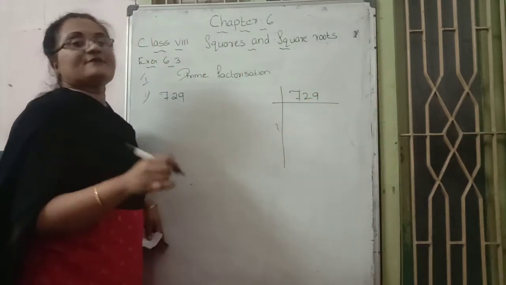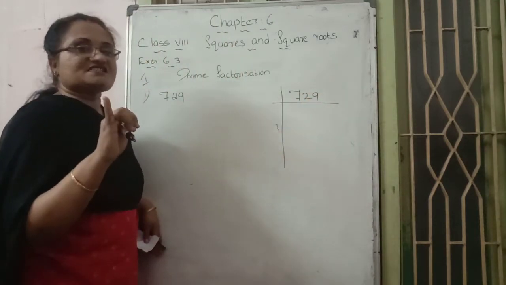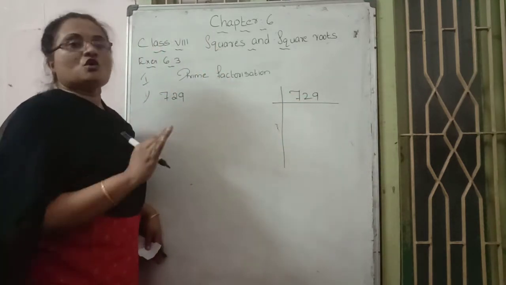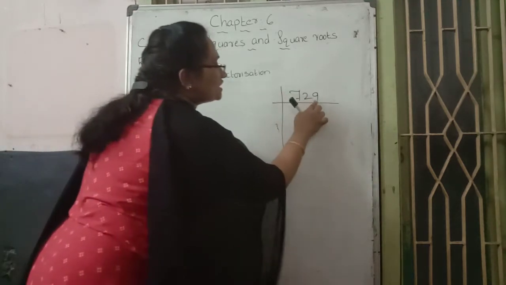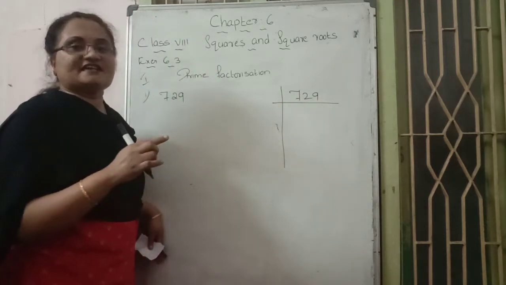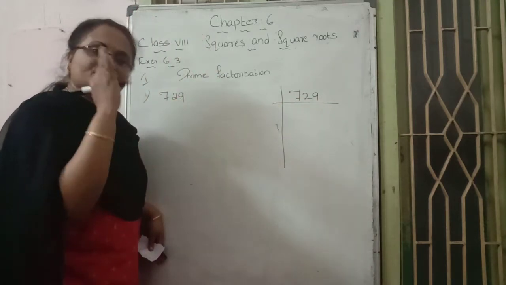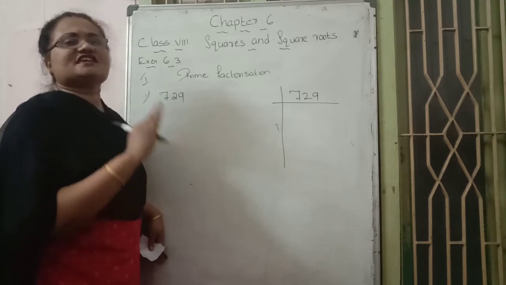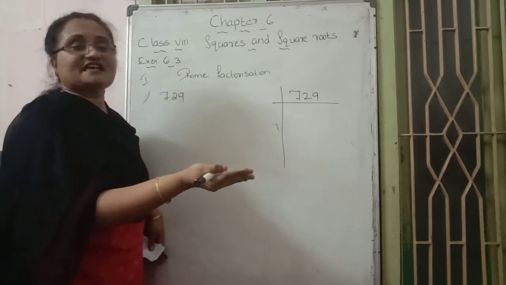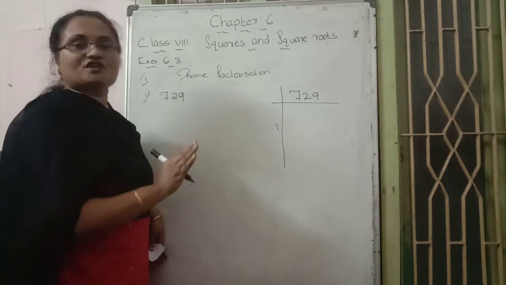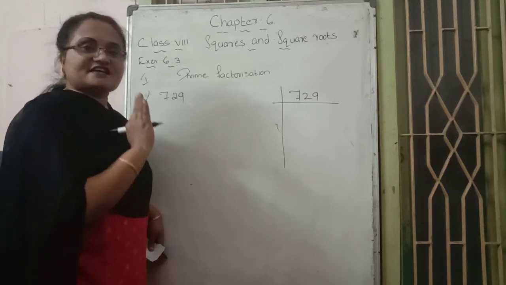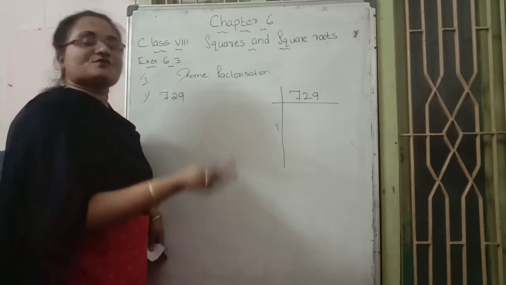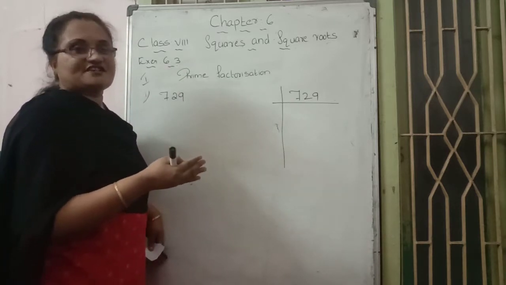First, you check the prime numbers. The first prime number is 2. Is it possible to divide it by 2? No. What is the reason? The unit place ends with 9, and 9 is not an even number. The rule says the number must end with an even digit for us to divide it by 2. But here the unit place is 9, an odd number. That's why we take the next prime number. Which is the next prime number? 3 is the next prime number.